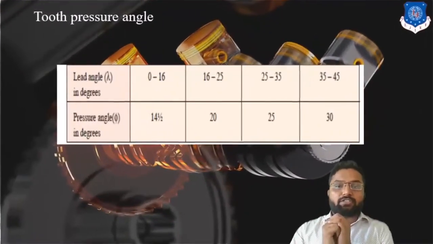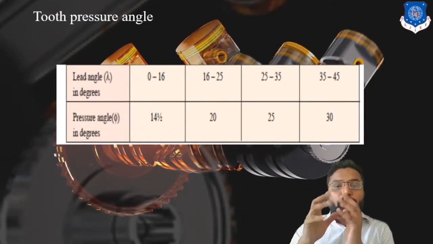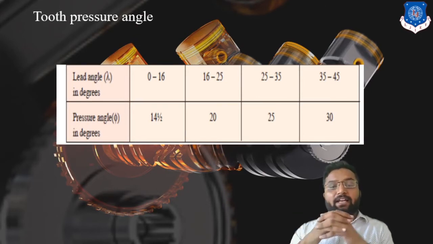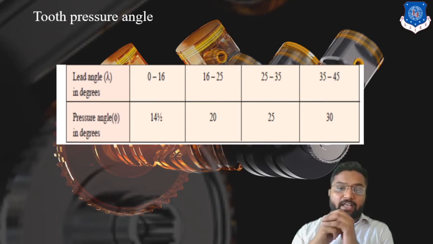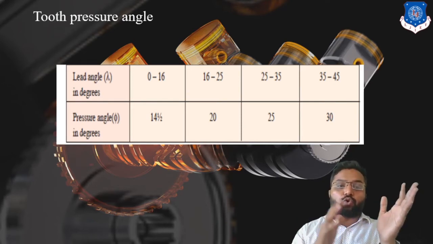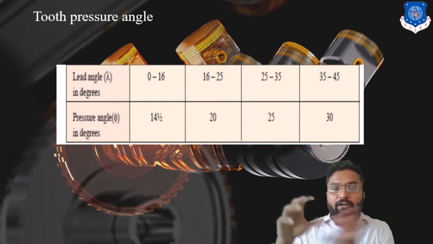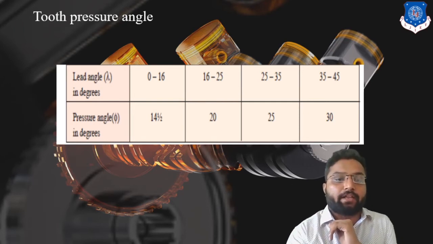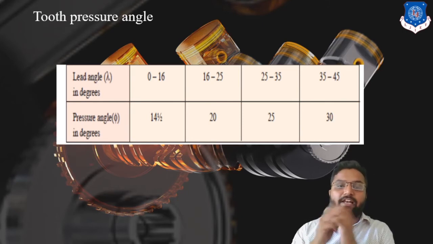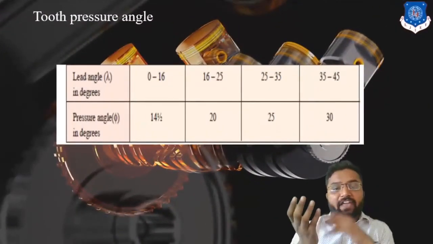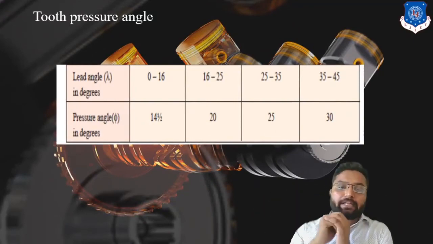Clear? Next point is to determine the tooth pressure angle. This teeth pressure angle is directly related to our lead angle. This is an empirical relationship between lead angle and teeth pressure angle. If the teeth pressure angle is 14 and a half, the lead angle should be between 0 to 16. Depending on different pressure angles, we can directly take it from this empirical relationship. Here we don't have to find the lead angle if we have the pressure angle. And vice versa, if we have the lead angle, we can easily take the pressure angle.